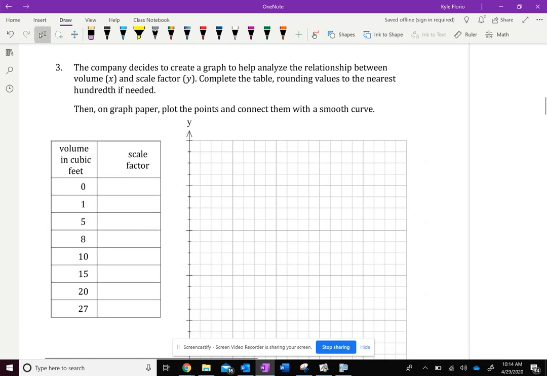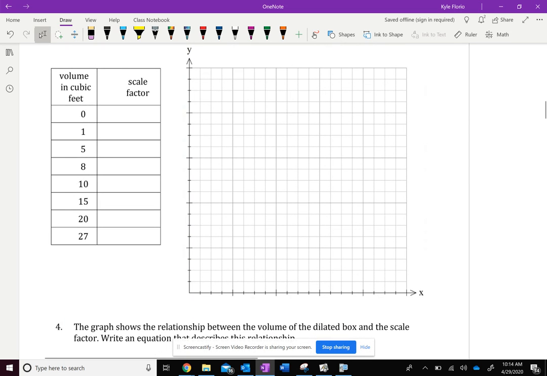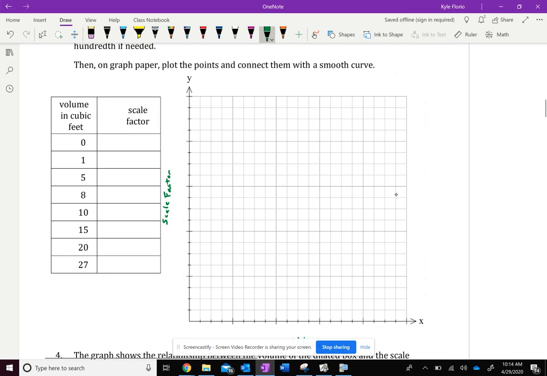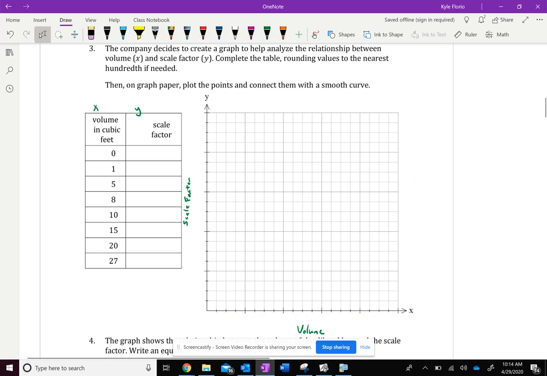So now for number 3, the company decided to create a graph to help analyze the relationship between the volume x and the scale factor y. So the x-axis is going to be our volume, and the y-axis is going to be our scale factor. So this is our x and our y. We're going to round to the nearest hundredth if needed. Then on graph paper, plot the points and connect them with a smooth curve.